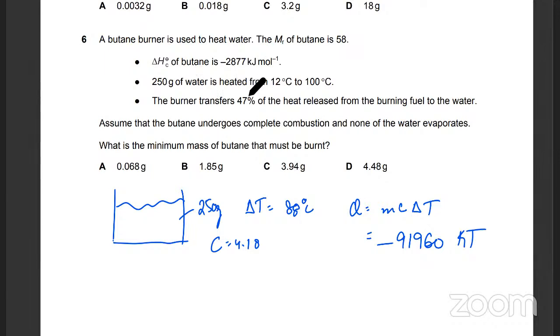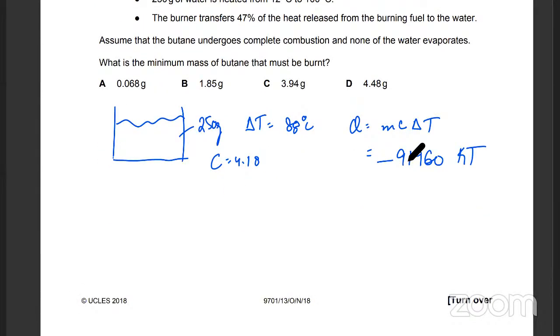He's also said that only 47%, this is just 47% of the energy, because they've stated that only 47% of the energy actually goes to the beaker. So 47% of the energy is this thing, minus 919. So what is 100% of the energy? What do you get for this? So how are you getting minus 91? The MC delta T, that's M, C, delta T. Okay.